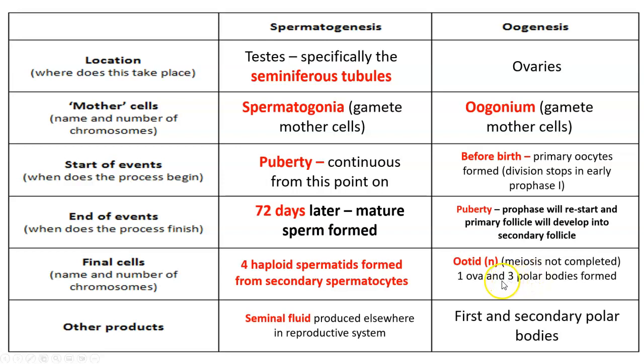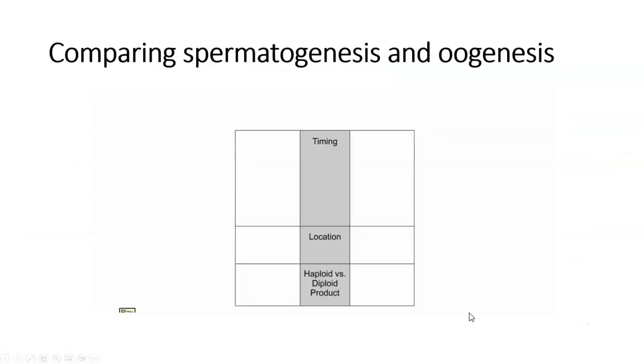The other products formed apart from the main one, which is the ootid or the egg, are the first and second polar bodies. Now remember, we refer to 3 polar bodies being formed because the first one will often split into 2. Okay, so that is a summary of both spermatogenesis and oogenesis.